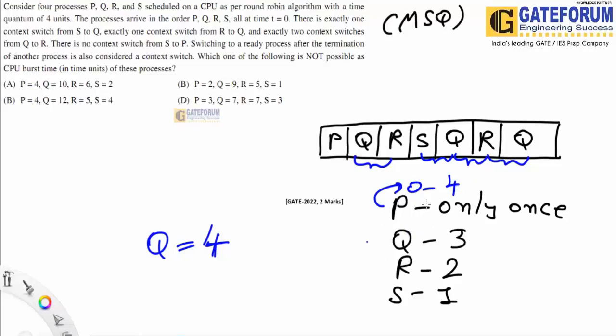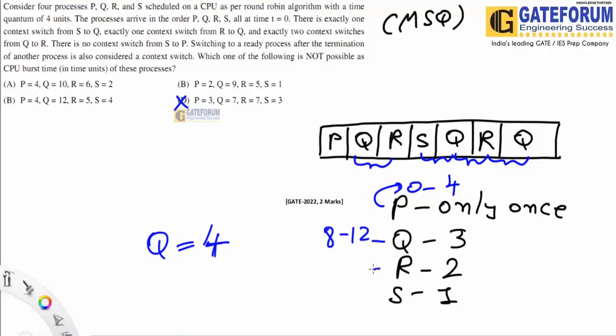The value of Q should be basically from 8 to 12 because it is running 3 times. First time it will complete 0 to 4, second time it will complete 4 to 8, and then it will run from 8 to 12. So Q is 10, that is following, Q is 12, that is following, Q is 9, that is following, but here Q is 7. So we can simply say this is not our answer. We run the elimination strategy.